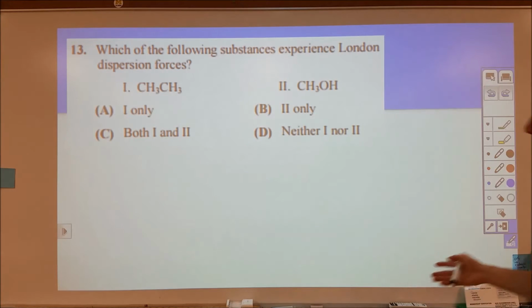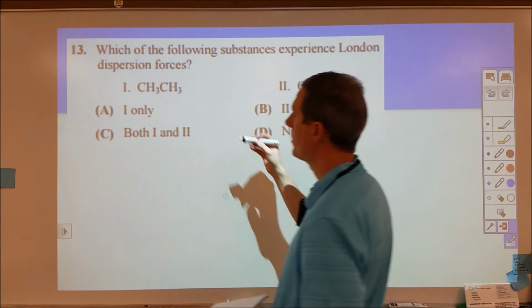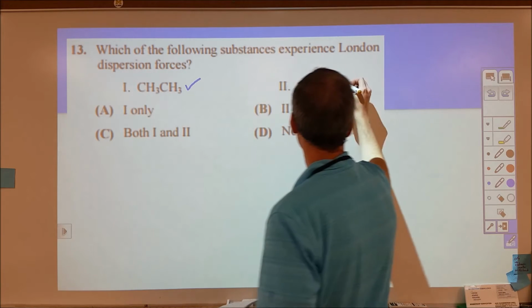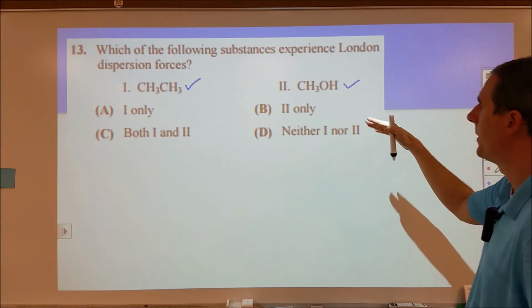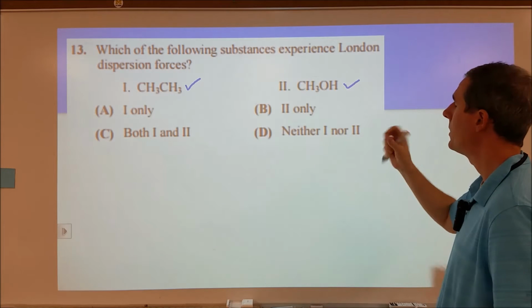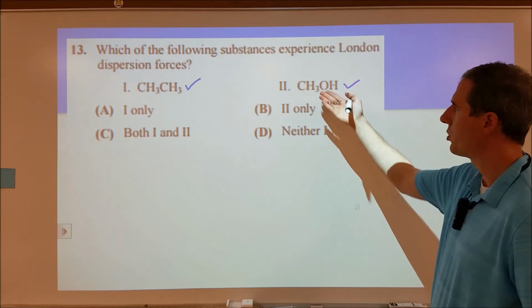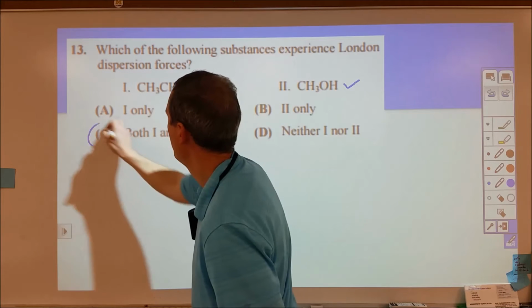All right, which of the following substances experiences London dispersion forces? So anything with electrons is going to experience London dispersion forces. So even though this has hydrogen bonding capabilities and dipole capabilities, this is also going to have dispersion forces because you're still going to get those temporary dipoles formed. So they're not the strongest force available, but they are going to be present. So the answer here would be C, both 1 and 2.